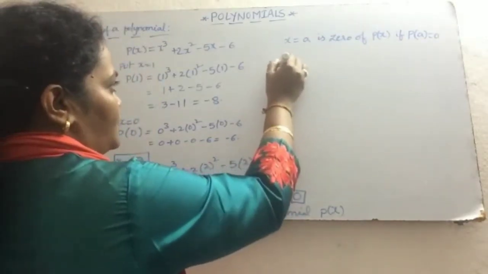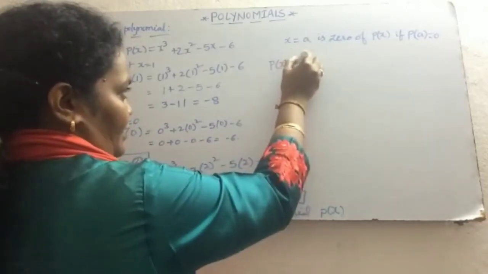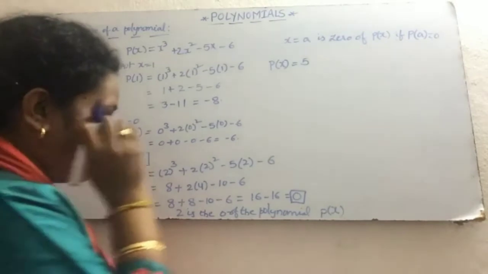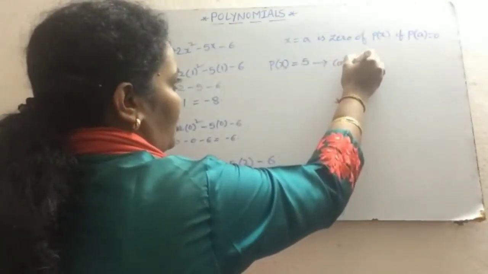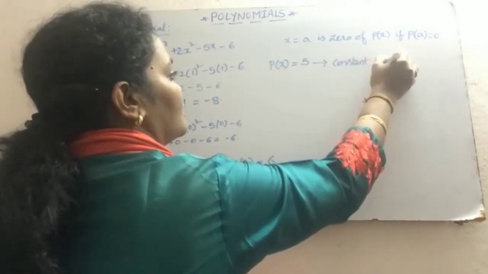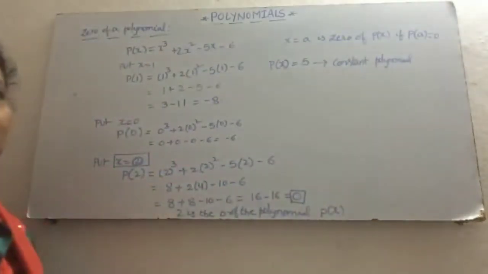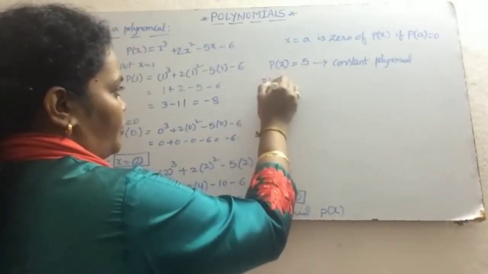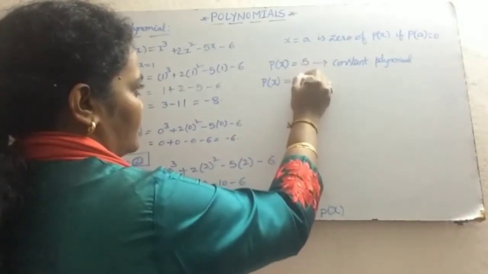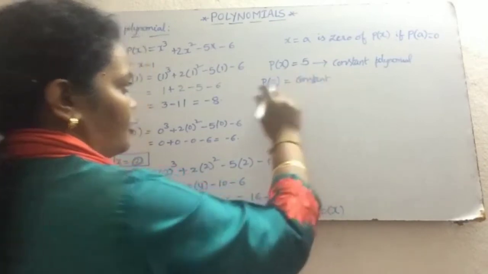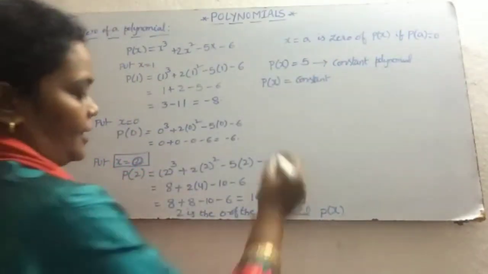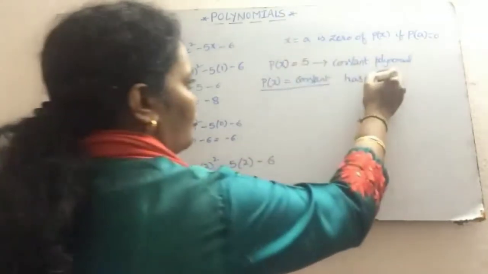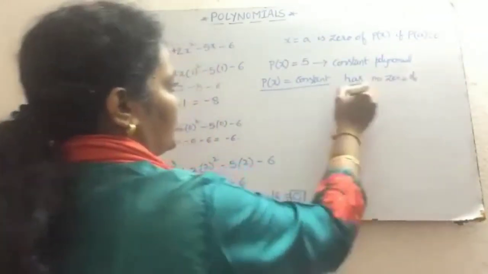And one more thing, suppose I will take the polynomial p of x equal to 5. P of x is equal to 5. This is known as constant polynomial. Suppose if p of x is equal to constant, that means this p of x is equal to constant has no zero of polynomial.